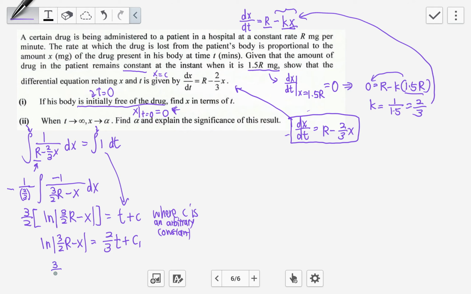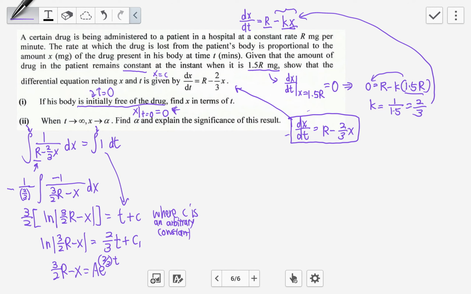So this will be 3 over 2r minus x equals to e to the 2/3 t plus c1, right. But we also know that by exponential rule, it's just e^c1, right. Since e^c1 is just a constant, we just replace it with a constant, we call it a, and we put it in front. So that's neater.